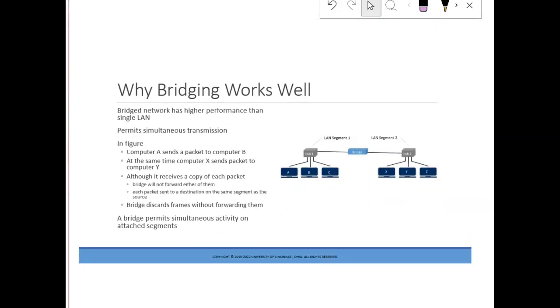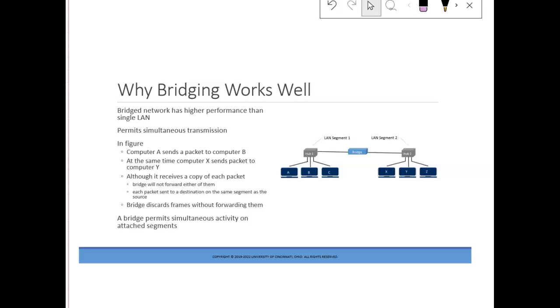A bridge network can exhibit higher overall performance than a LAN with all devices connected to one hub. This is because a bridge permits simultaneous transmission on each segment. Using the figure, you can see that computer A can send a packet to computer B, while at the same time computer X sends a packet to computer Y.